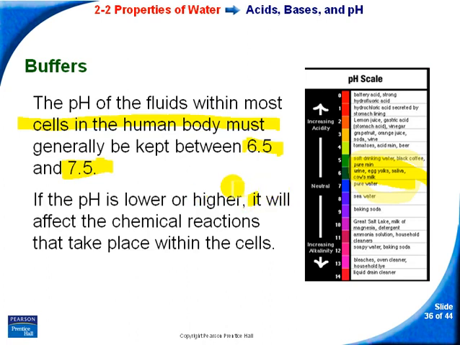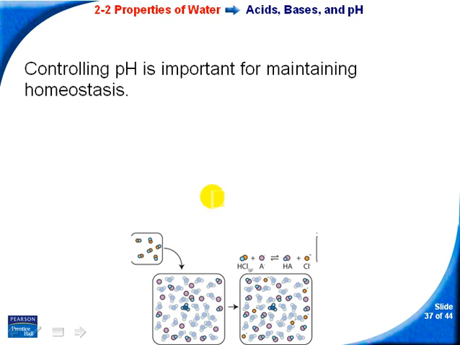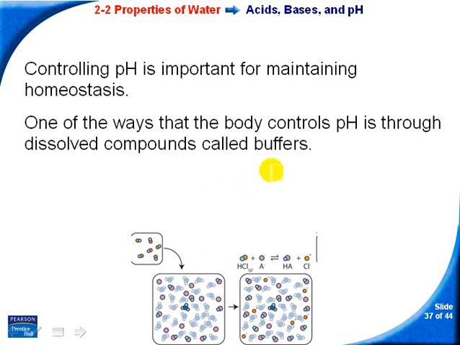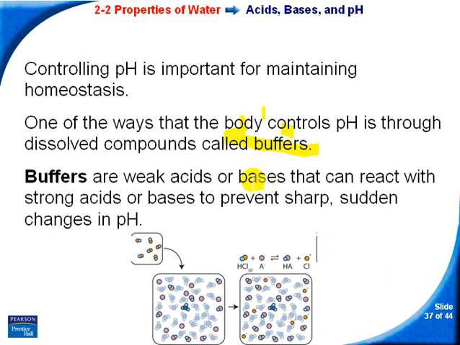So if you have things that are higher or lower in pH, it's going to affect the chemical reactions that occur in your body. So therefore you need to control pH. This is part of homeostasis, maintaining a steady internal environment. One of the ways you can do it is through what's called a buffer. Buffers are weak acids or bases that can react with the strong acids or bases that are already in your body to prevent sudden changes in pH.